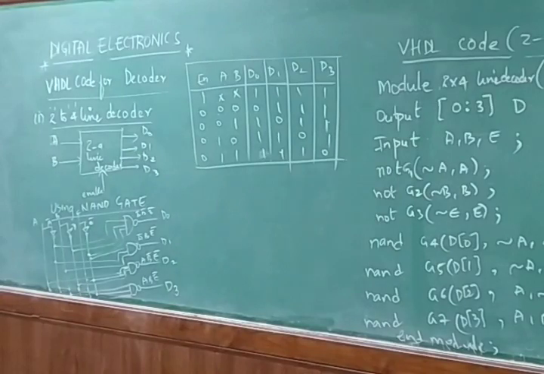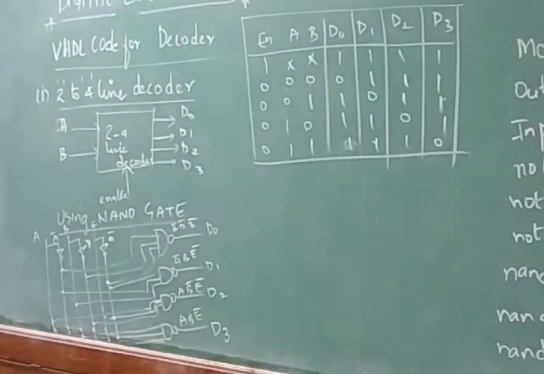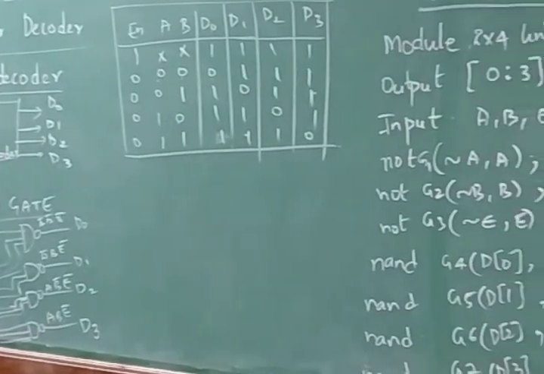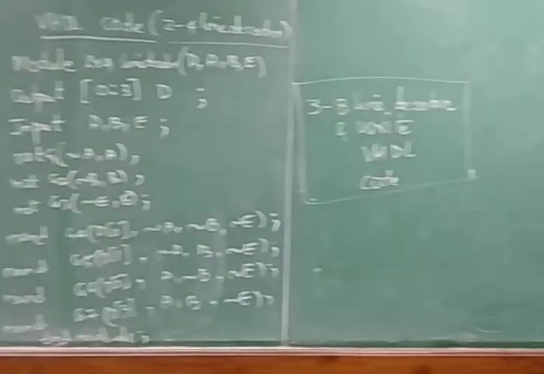So take a brief look at the starting part of what we have discussed. This 2 to 4 line decoder we did with gates, by taking NAND gates, so the truth table is like this. Then we did the VHDL code. Then after that, this is the question.